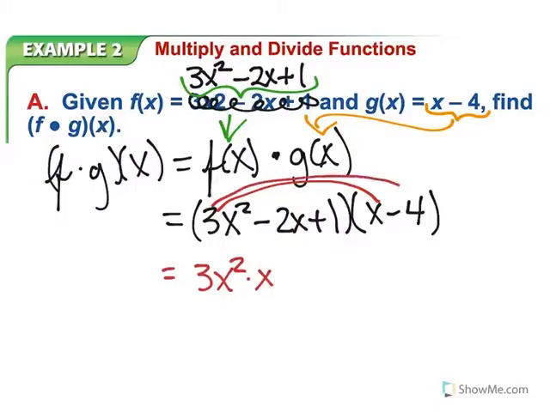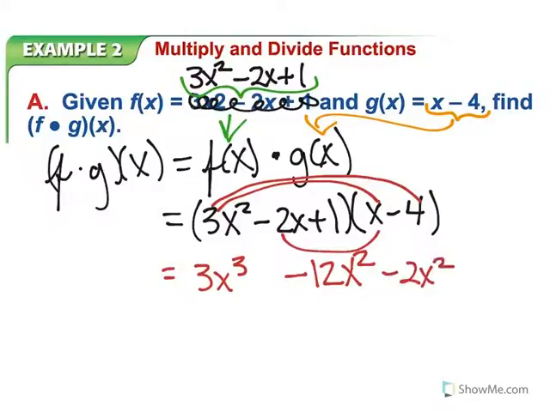We're going to take 3x squared times negative 4. So that's actually going to give us a minus 12x squared. Actually, I'm going to write this as 3x cubed so we don't get confused. Now we're going to take our middle term, negative 2x times x, which is negative 2x squared, negative 2x times negative 4, which is positive 8x.